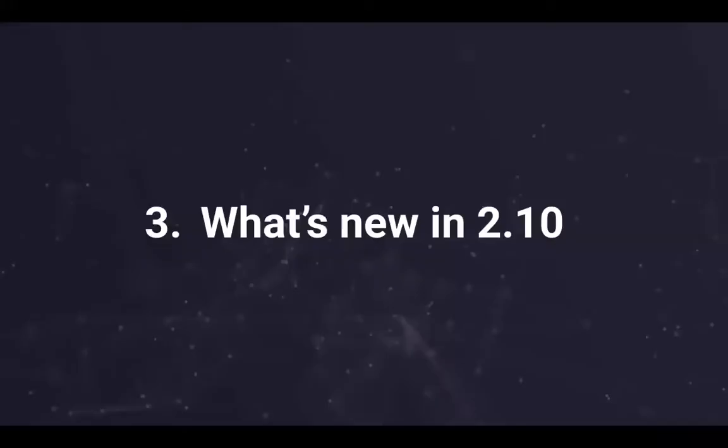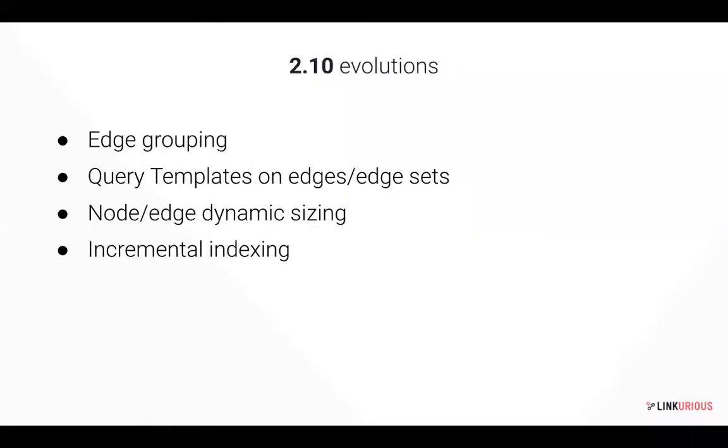So let's move on to what's new in 2.10. There are four main evolutions that we are releasing with 2.10: edge grouping, query templates on edges and edge sets, node edge dynamic sizing, and incremental indexing. So I'm going to go through all of them one by one.